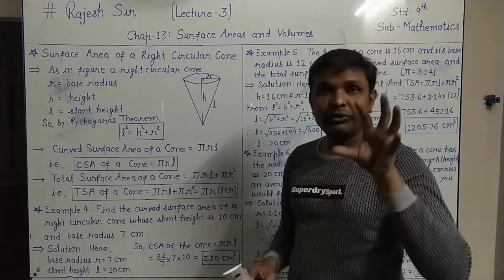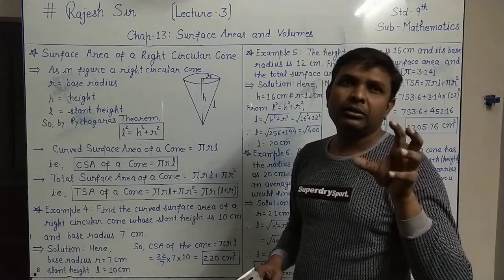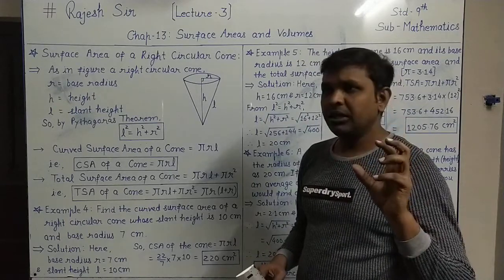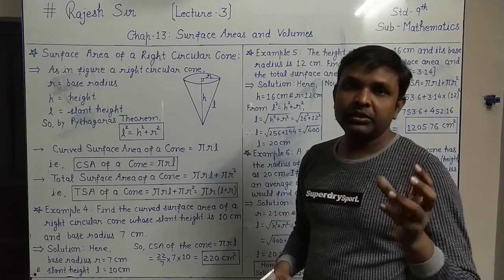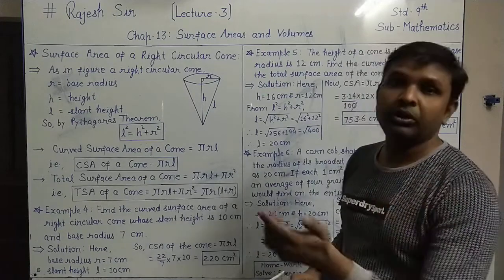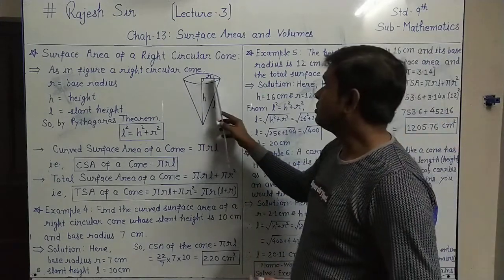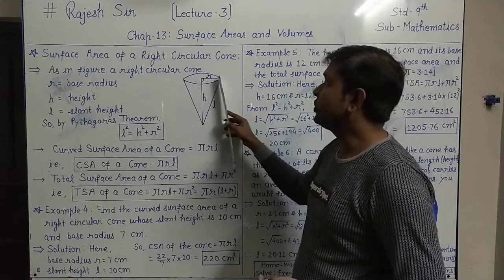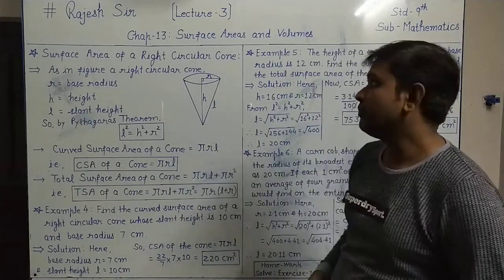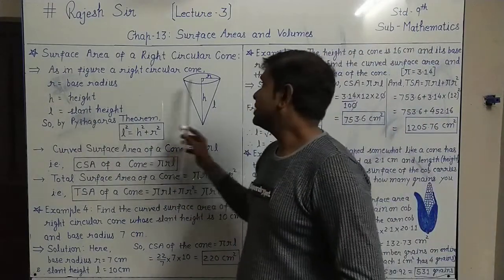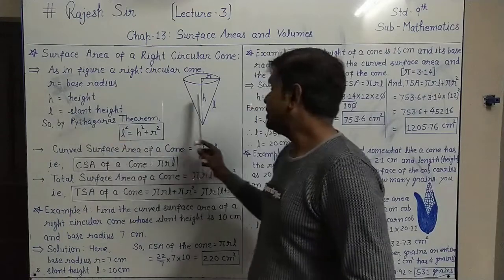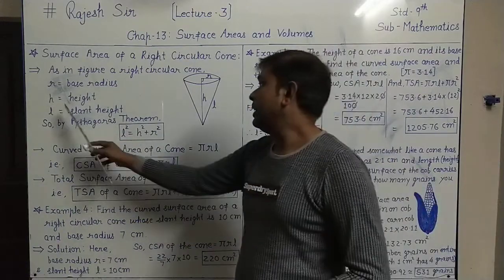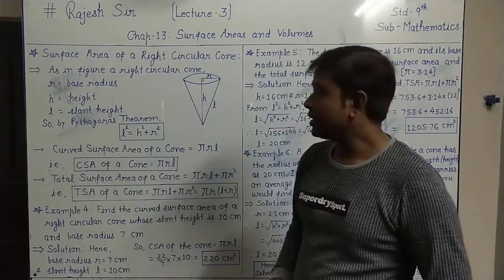The base portion, like birthday caps or ice cream cones you might have seen, its base part is always circular, and this part is called its radius, so it is called the base radius. So here r is the base radius, h is the height or straight height, and L is the slant height.